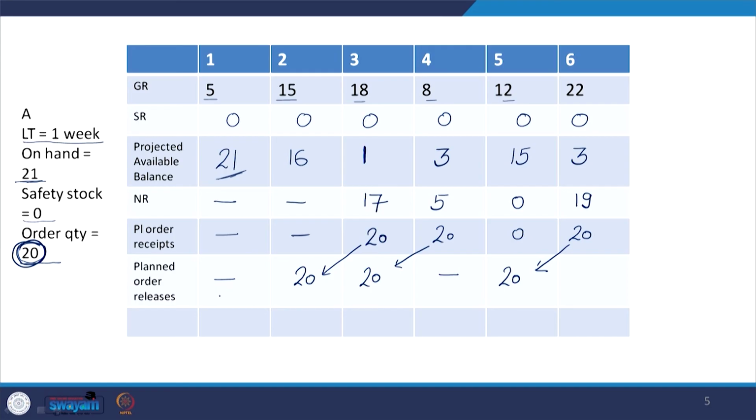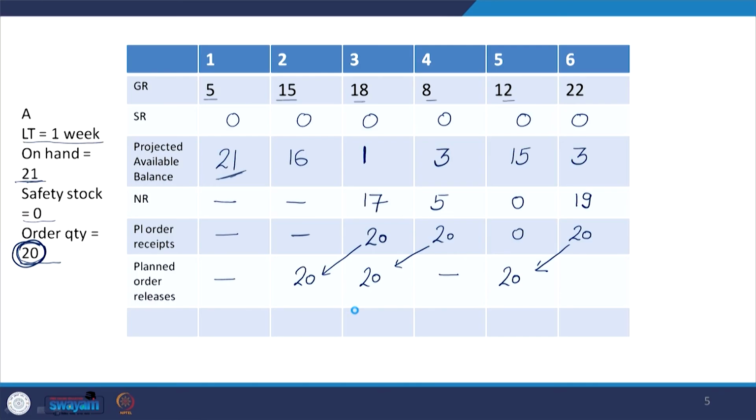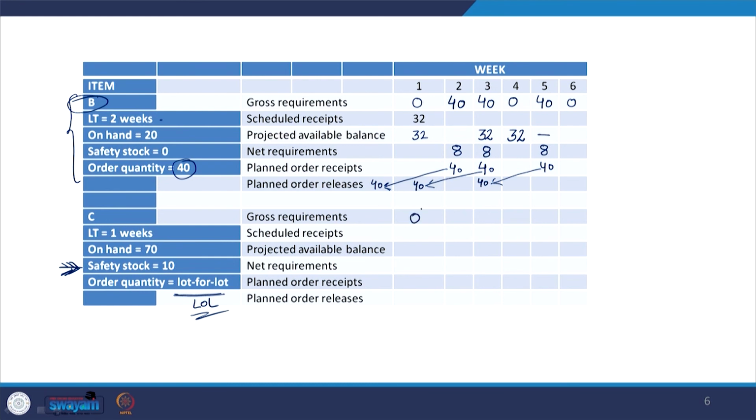Gross requirements will again come from this table. For 1 A, 3 C's are required, and you see that because in the first period you do not have any requirement, in the second period you are making 20 A, so 60 C's, in third period you are making 20, again 60, in fourth you are not making any, in fifth you are making 20, so it will require 60 and 0. So, this is the gross requirement.